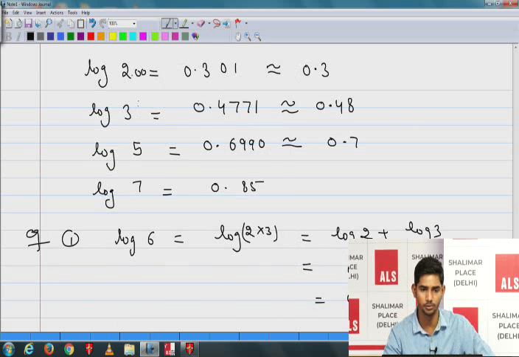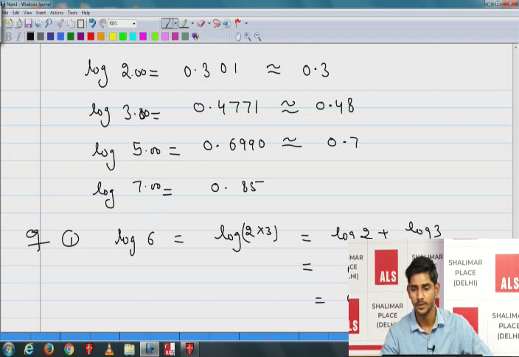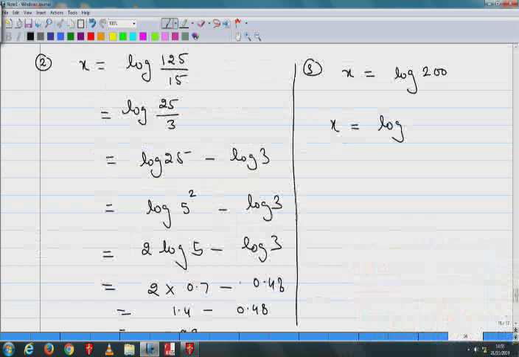Like this is 2.00, this is 3.00, this is 5.00, and this is 7.00. Okay. This is just additional information that is quite helpful for you, that you have to remember. Now check out this one.